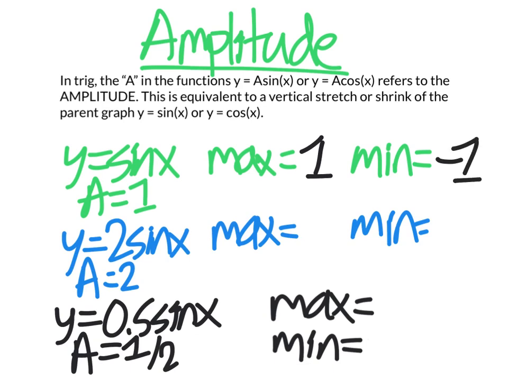For y equals 2 sine of x, we have an amplitude of 2, so the max and minimum are multiplied by 2, giving a max of 2 and a min of negative 2. And finally, for y equals 0.5 sine of x, or 1/2 sine of x, we have an amplitude of 1/2, so the max and min are both multiplied by a factor of 1/2, so the max is 1/2 and the min is negative 1/2.